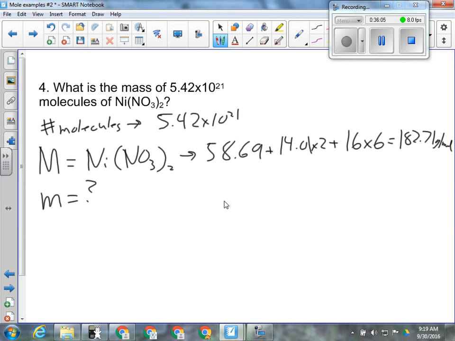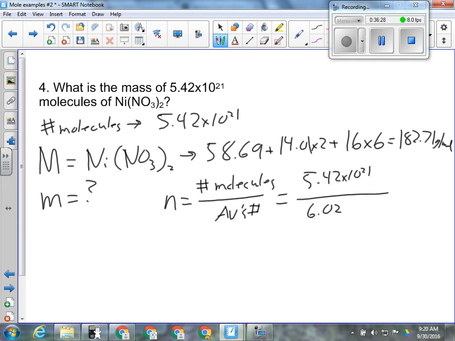To find the number of molecules, we multiplied. If we're given the number of molecules and asked to find something else, we're going to have to divide. So to get n, we take our number of molecules, divide by Avogadro's number. So that will be 5.42 times 10 to the 21 divided by 6.02 times 10 to the 23. Do I have less than a mole here?